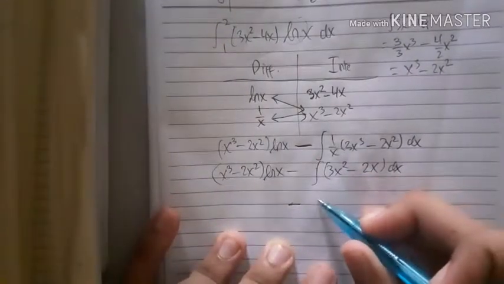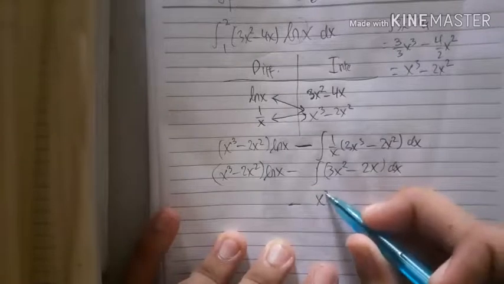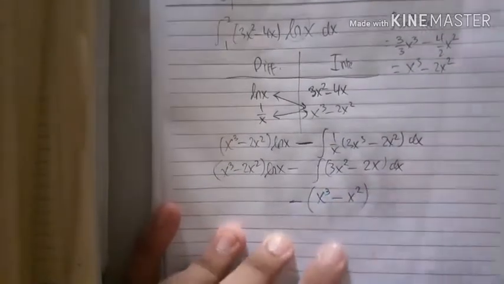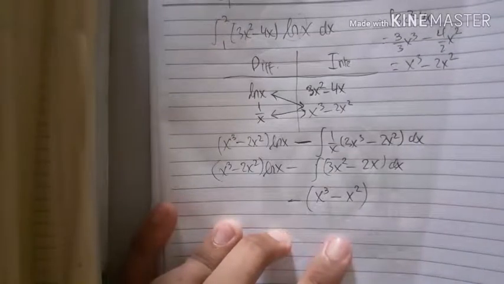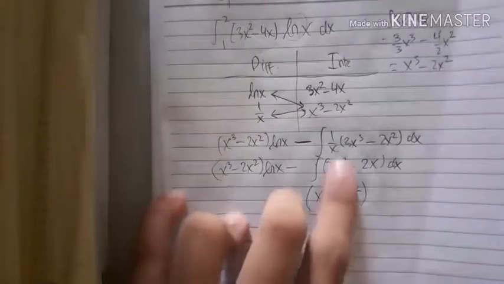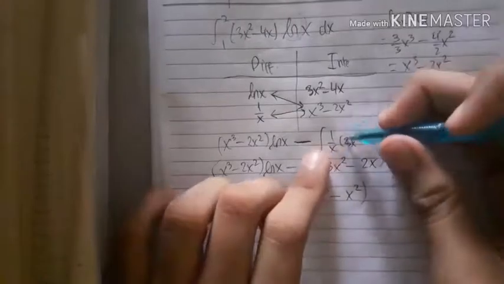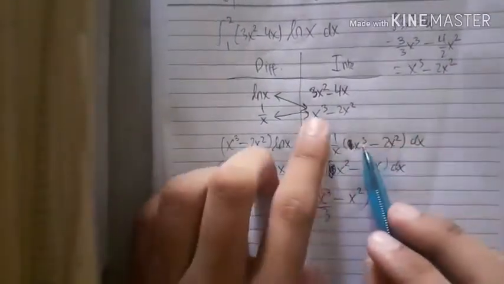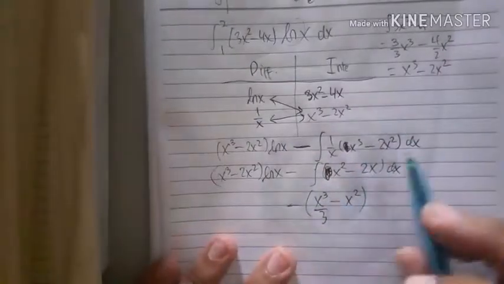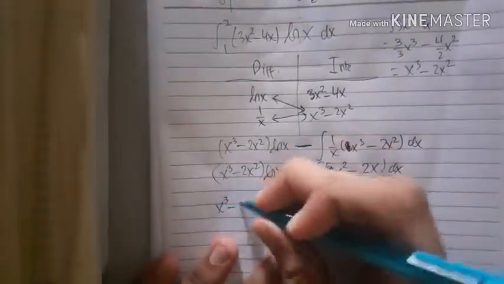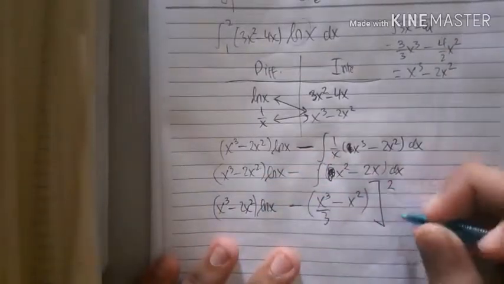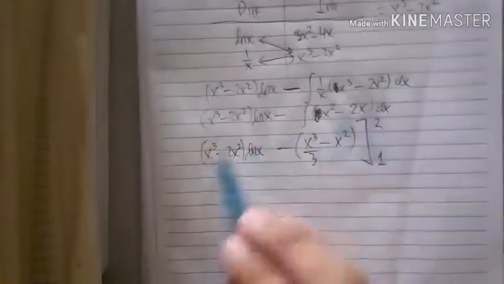This is equal to x cubed minus x squared. I hope you get that, the value of this integration. I think this x cubed should be over 3, I missed that. Okay, and now we just insert the limits of 2 and 1. So we insert the first, 2.